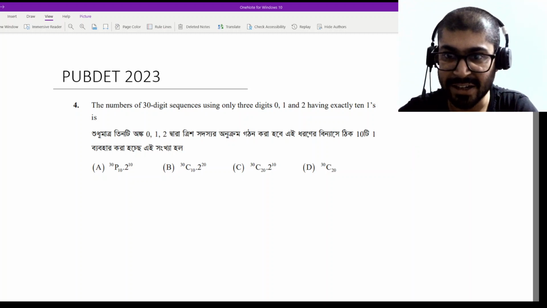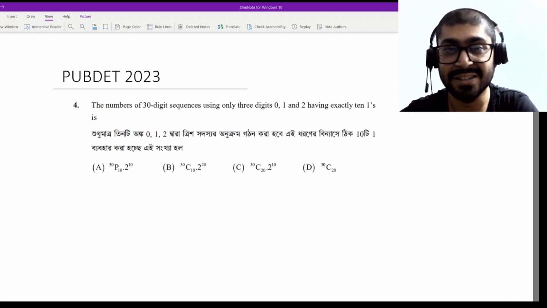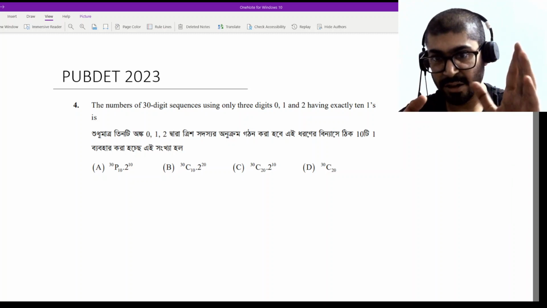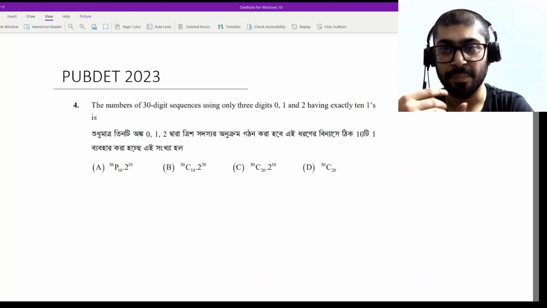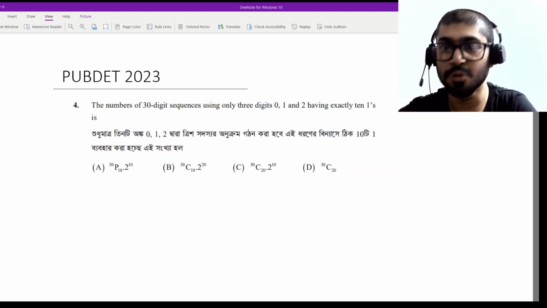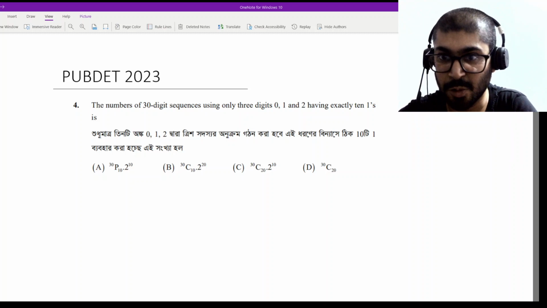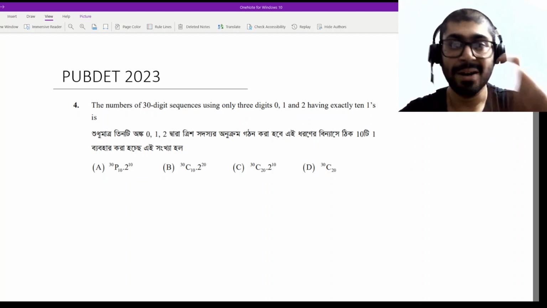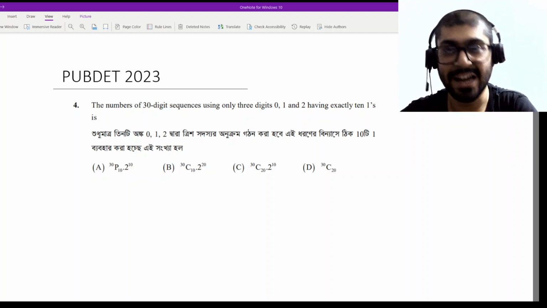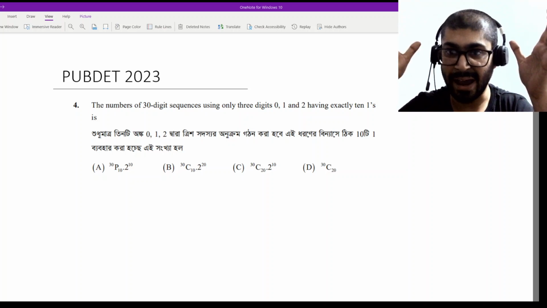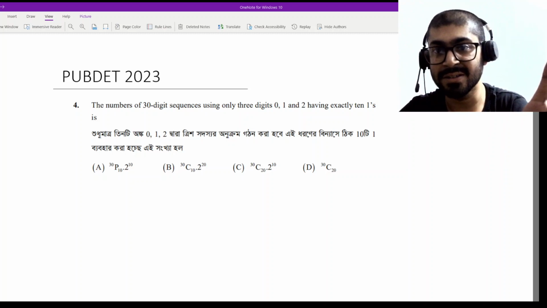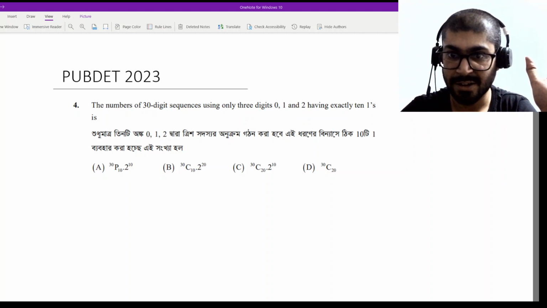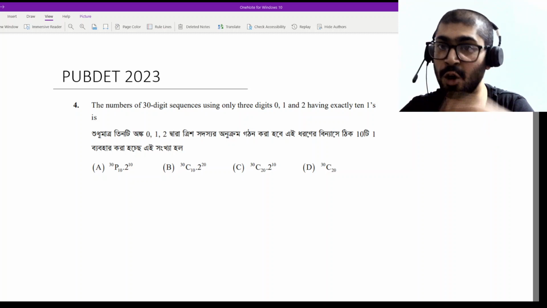Let's see what is in this question. It says: number of 30 digit sequences. So there is a digit 30 times repeated in a sequence. Now, 30 digits in a sequence and the only three digits that you can use to make up the sequence are 0, 1 and 2. But there is a condition, having exactly 10 ones. So among the 30 digits that you are supposed to fill for the sequence, 10 of them are reserved for ones. The others will be zeros or twos.